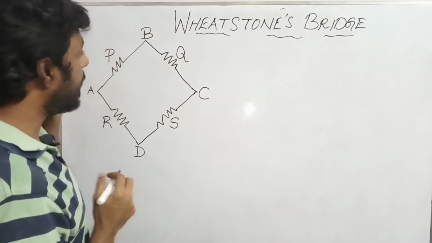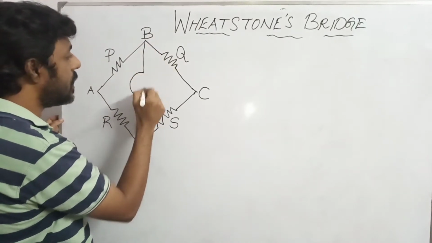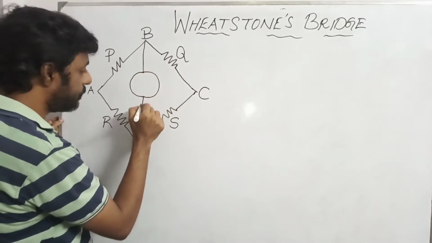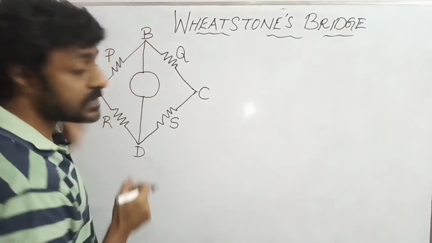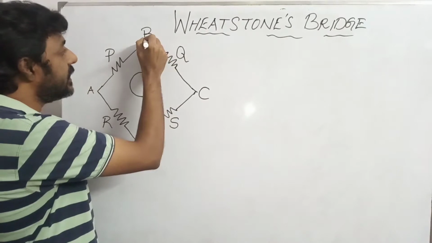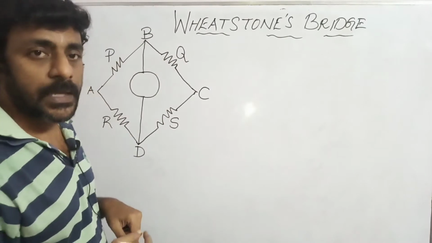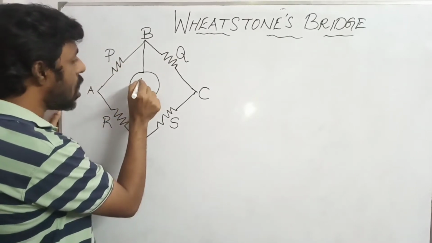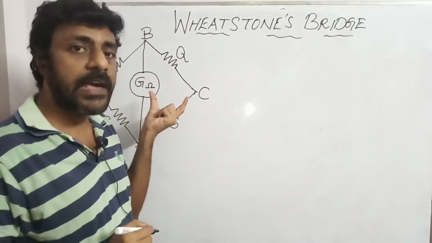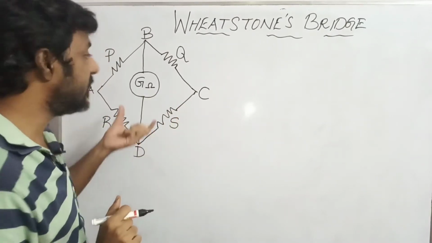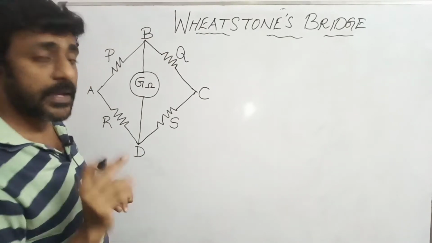So now let us connect a galvanometer such that the end terminals of the galvanometer are connected with the junctions B and D. I am connecting a galvanometer of resistance G ohms. The resistance value of this galvanometer is G ohms, let us assume. I am connecting it between the junctions B and D, right?